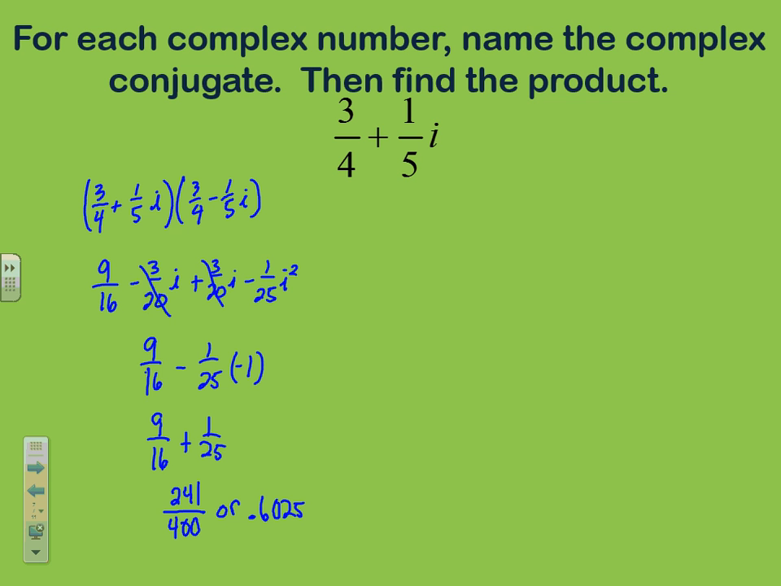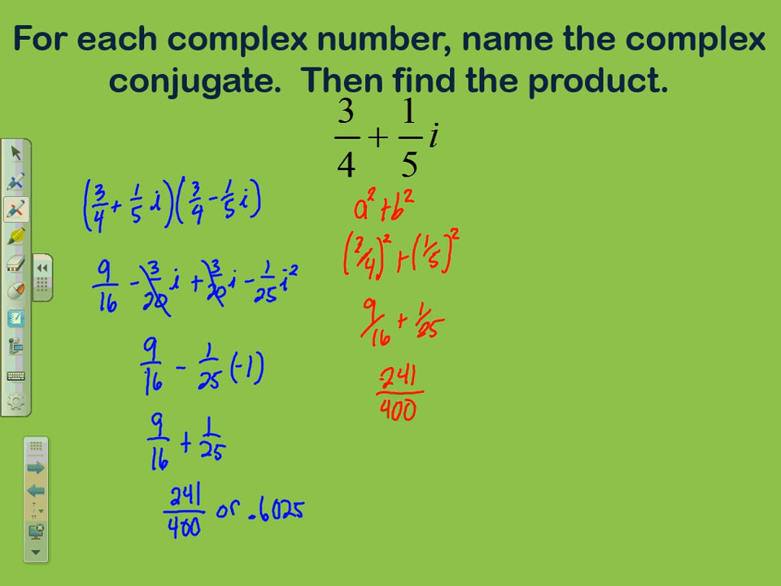Okay, so let's take a look at it using the particular rule where we just said a squared plus b squared. Well, a is 3/4, so I'm going to say 3/4 squared. The b term is the 1/5, so 1/5 squared. So again, this is just going to be 9/16 plus 1/25, which again, when you type it into the calculator, is 241/400. And let me clean that up just a bit because I touched the board and it almost looks like that's a negative.